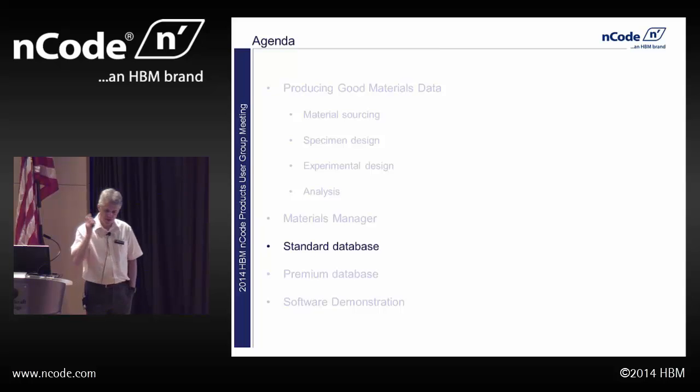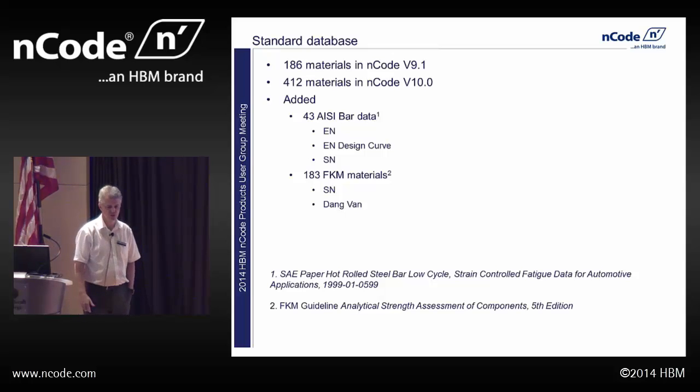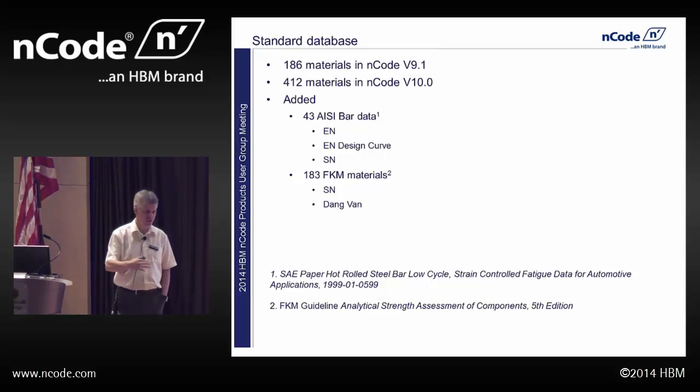In terms of the standard database that's available, as of 9.1 it had almost 200 materials data sets, a mixture of SN, EN, various different ones. We've added another 200 plus materials to that.